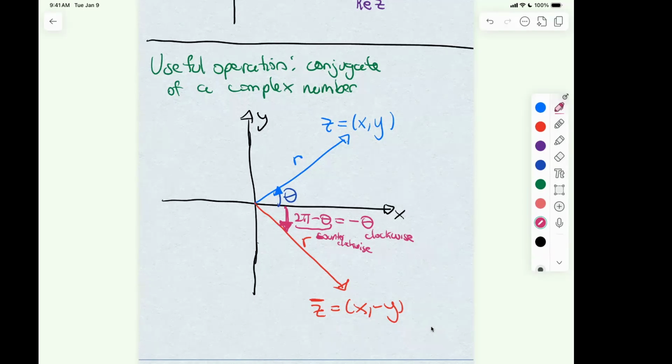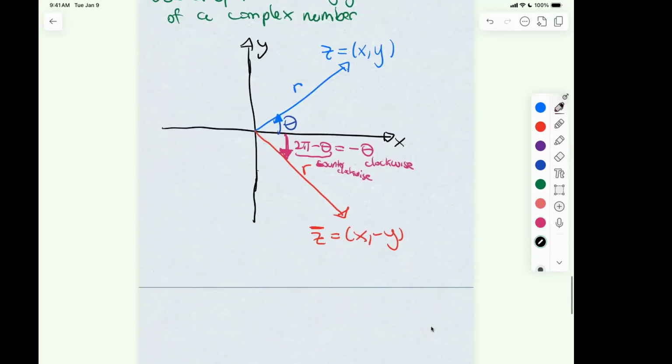Why would you do the conjugate? First, something that is important to notice is the conjugate of the conjugate. If you look at the mirror image and you take the mirror image back again, you get to where you started. So the conjugate of the conjugate returns you to where you start. So that just gives you Z.